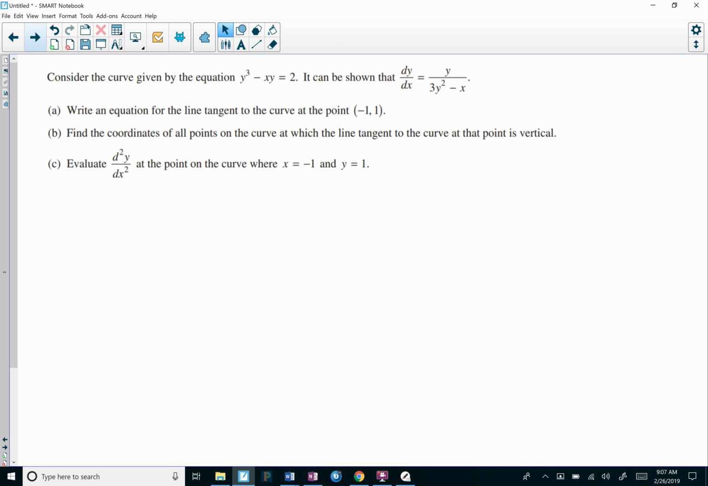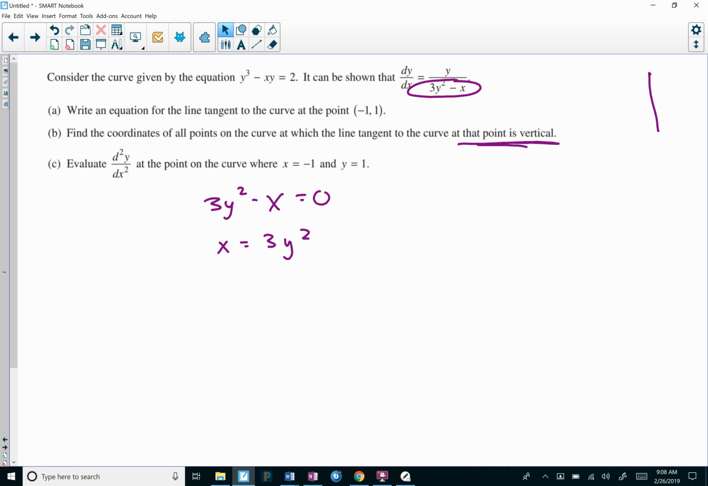Okay, part B. Find the coordinates at which the line tangent to the curve is vertical. Well, if I have a vertical line, that means the slope is undefined, which means the denominator equals 0, right? So x equals 3y squared. And that's kind of the hard part. A lot of people get that part, but don't know where to go from there. That will give you one point.